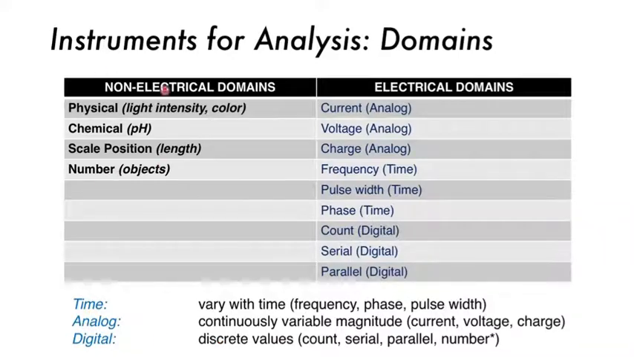So these are the non-electrical domains. Typically, these two, physical and chemical, are the ones that we concern ourselves with the most, and some examples of those. And then the electrical domains. The important thing here is to remember that what we're actually measuring is electricity and not actually the light. We're using the light to get an electrical measurement.